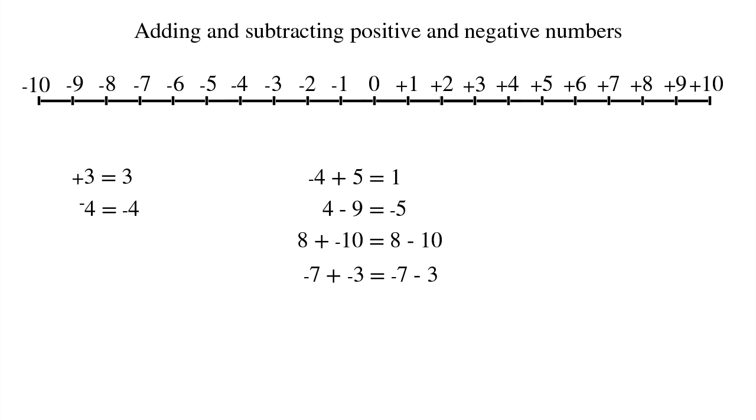So 8 subtract 10 on our number line, we start at 8 and go back 10 places, which gives us -2. And with the final example, we start at -7 and take away 3. So we go backwards 3, which gives us -10.